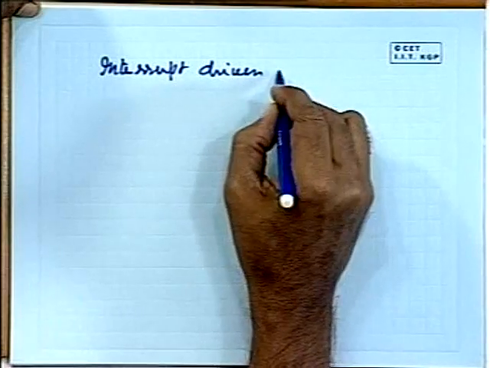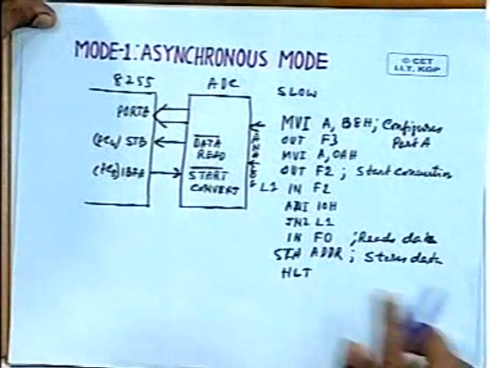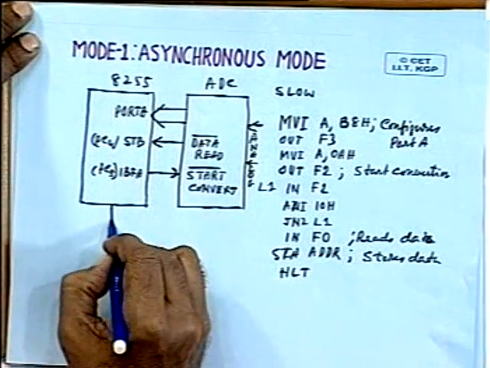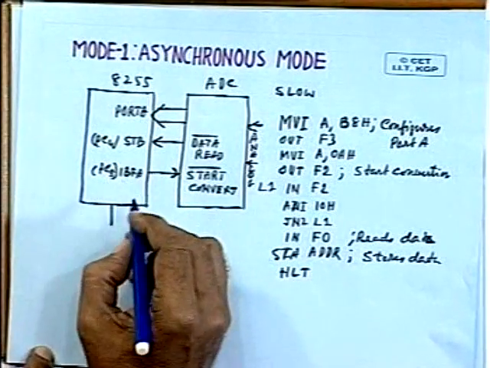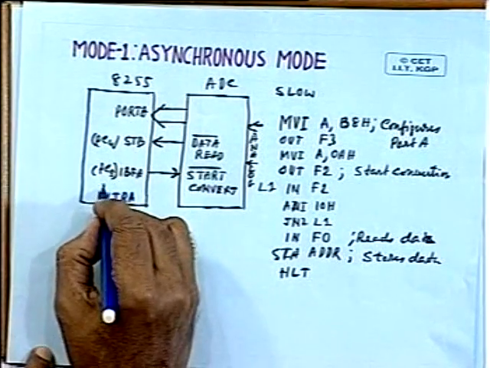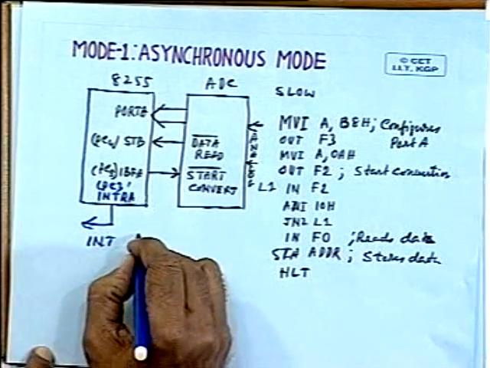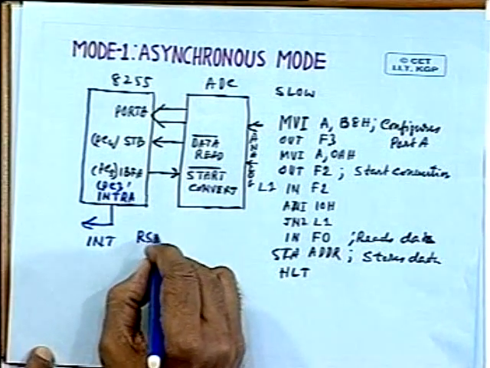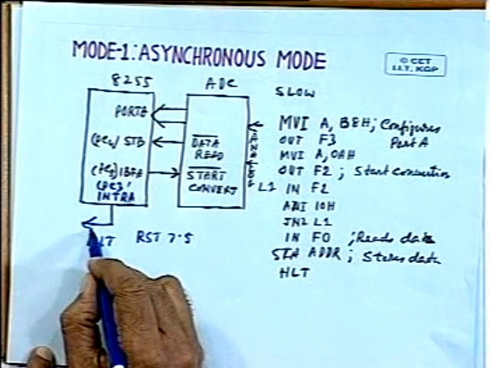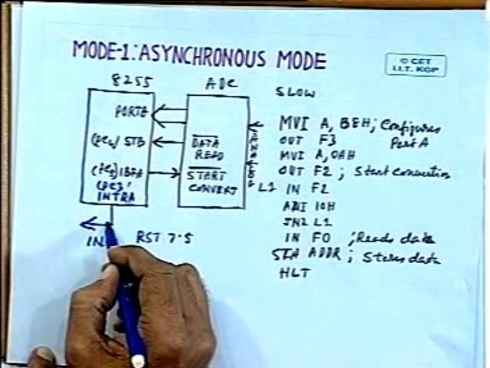In interrupt driven mode, the same circuit can be used with some additional thing. What is the additional thing? This 8255 has to generate an interrupt, and for that purpose the corresponding interrupt line is INTRA, that is your PC3, that has to be connected to the interrupt input of a microprocessor. Let this interrupt input be RST 7.5. So let it go to RST 7.5, which is the interrupt input of the microprocessor, and with this modification in hardware, or it can be already there, we can use the interrupt driven mode.